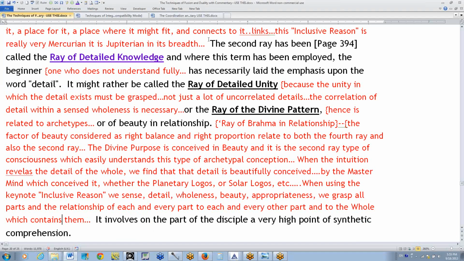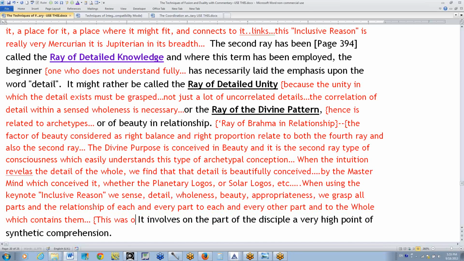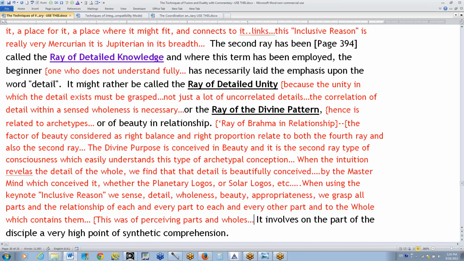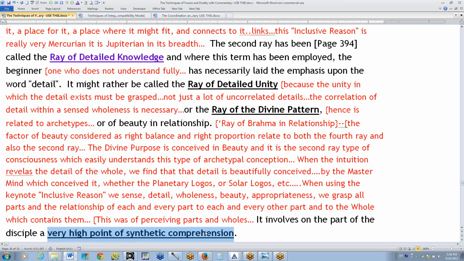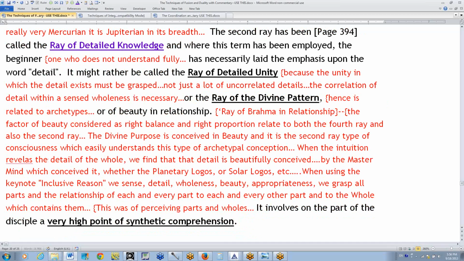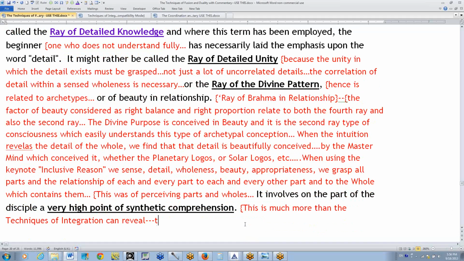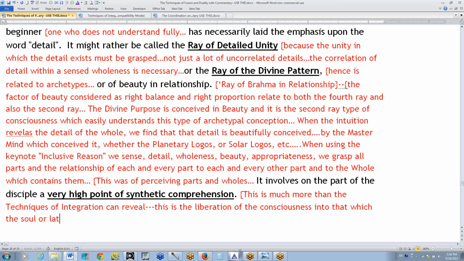So this approach and this way of apprehension, this way of perceiving parts and wholes, involves, on the part of the disciple, a very high point of synthetic comprehension. So you see, we can understand this is much more than the techniques of integration can reveal. This is the liberation of the consciousness into that which the soul, or later the true ego, perceives. A very high point of synthetic comprehension.